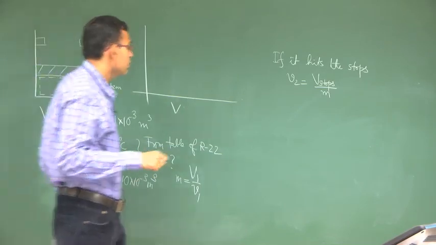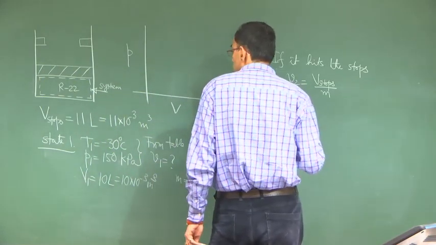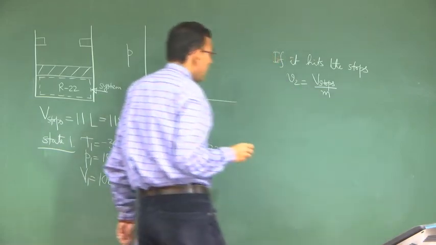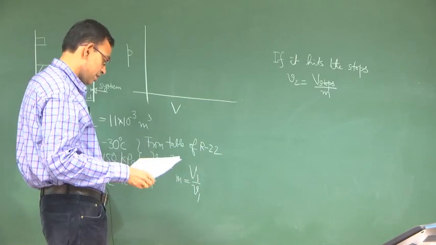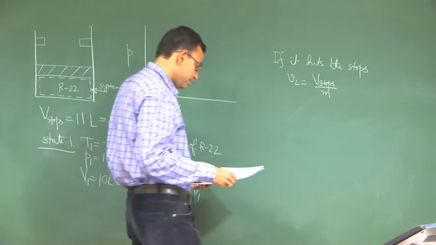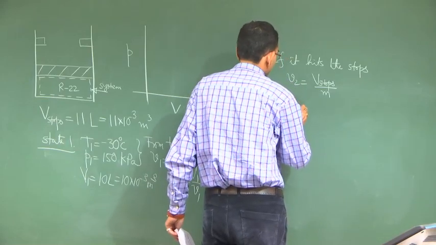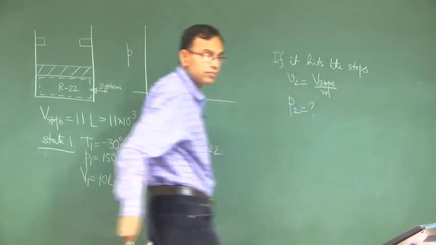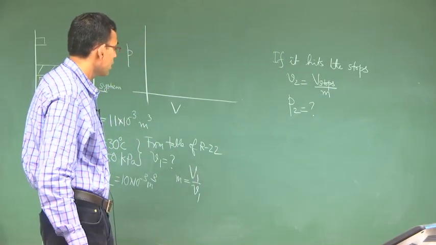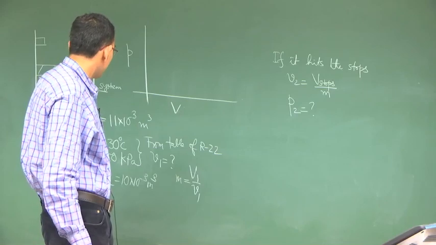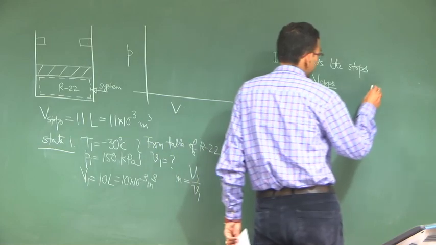So, now from V stops by M, I do not have the data, but you can calculate what is the pressure at state 2. How do you calculate the pressure at state 2? There is some additional data which is given. So, state 2.